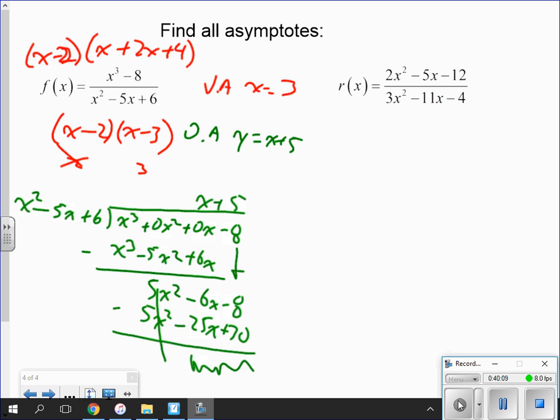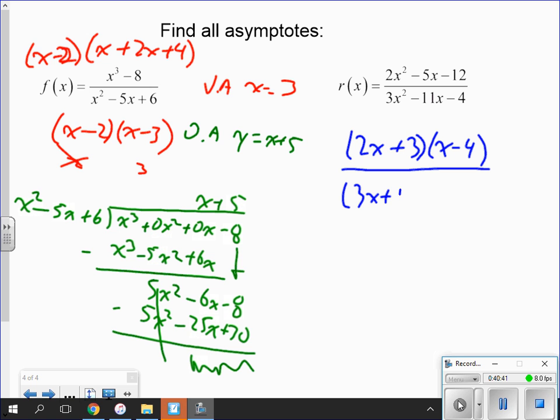So the first one, vertical asymptotes, you're more than likely going to have, because the only time you don't have them is if zero is both in the numerator and the denominator, where the polynomials potentially cross each other out. That's not going to happen. So what I would do is factor your numerators and denominators, if you can. So if you do that, you get 2x plus 3 times x minus 4 over 3x plus 1 times x minus 4.